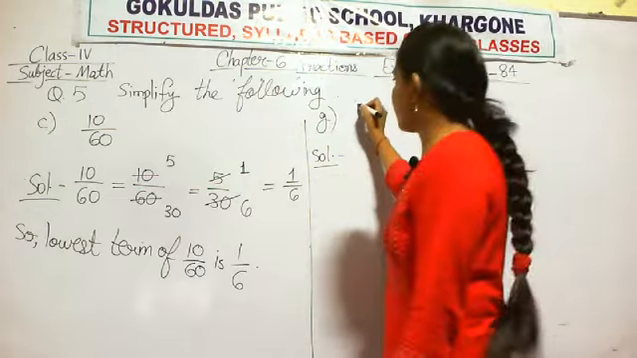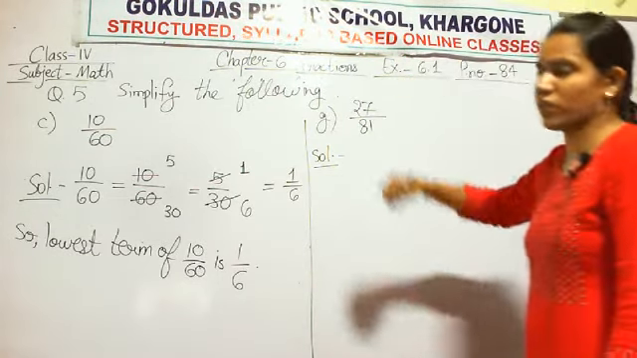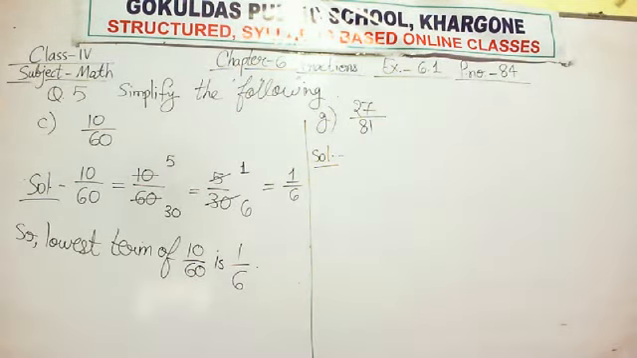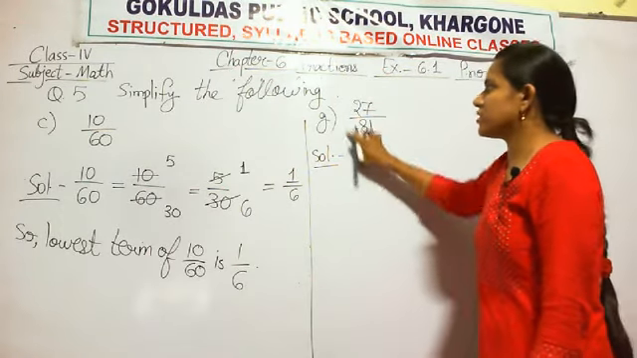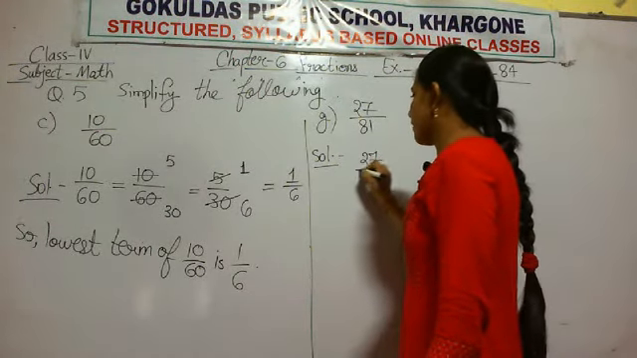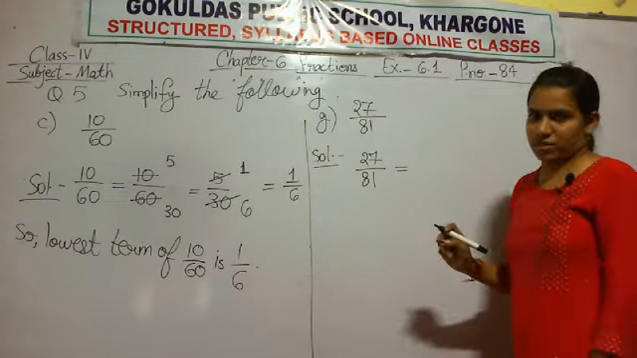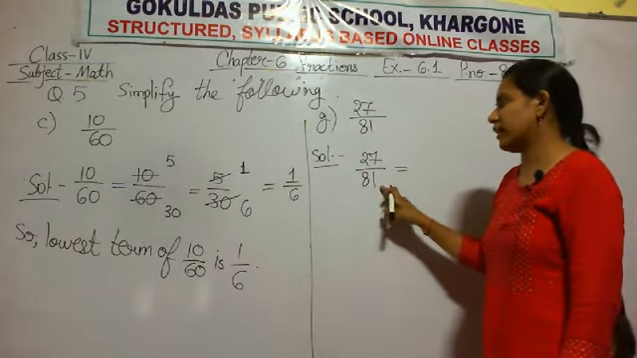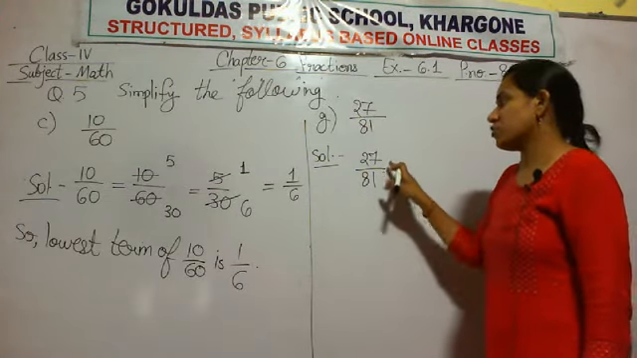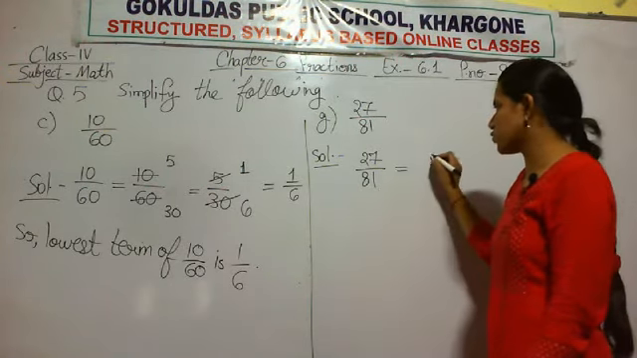G. The given fraction is 27 upon 81. We want to reduce this fraction to its lowest term. So write 27 upon 81. Right? Both the numbers are odd numbers. 27 is an odd number, 81 is an odd number. So we cannot divide both the numbers by 2. So we cannot choose 2 to divide it.